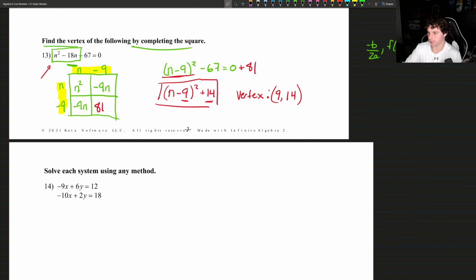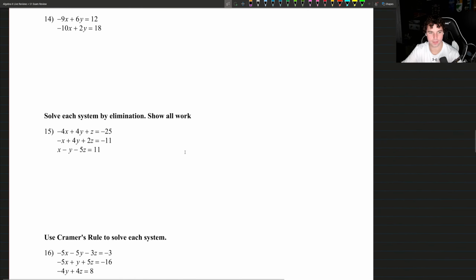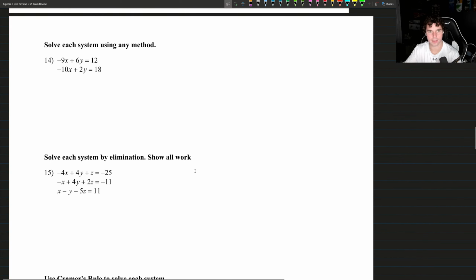For number 14, can you use the elimination method? Yeah. Solve each equation using any method. You can use substitution, you could use elimination if you wanted to, which some people did. They used Cramer's rule. You can graph it, whatever. You just got to show me. Okay. So number 14, 15, and 16 all have to do with the last test that we took.